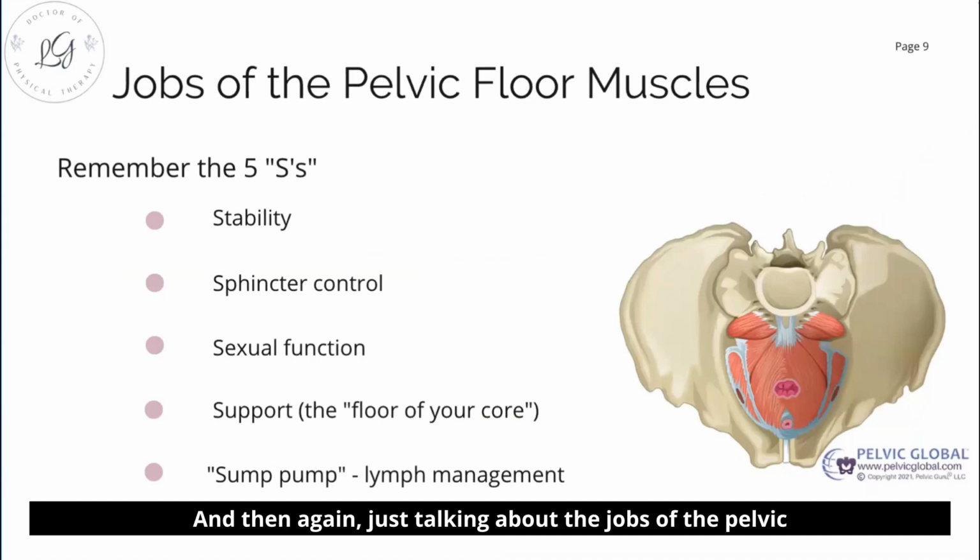And then again, just talking about the jobs of the pelvic floor muscles. We talk a lot about the 5 S's. So stability, being your core stability; sphincter control; sexual function; support, because the pelvic floor muscles are the floor of your core; and then sump pump, which is basically those pelvic floor muscles helping to manage the lymph coming from your lower extremities and upwards.